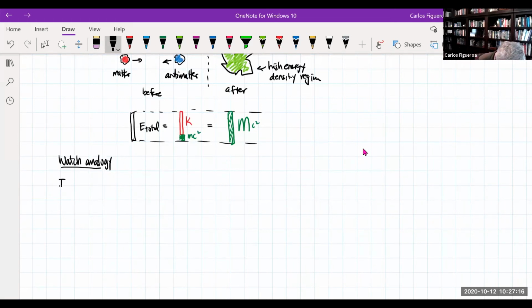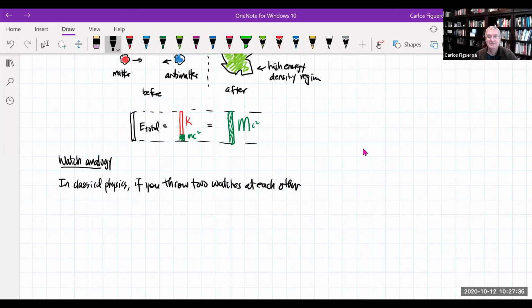So in classical physics, if you throw two watches at each other, what happens? You get a whole lot of little pieces after the collision, right? You get all this stuff all over the place because classical watches don't really interact. They just bust into little pieces here.